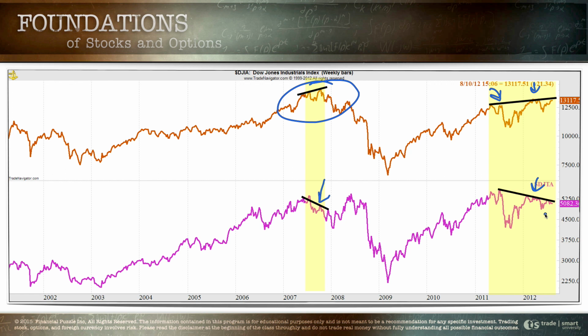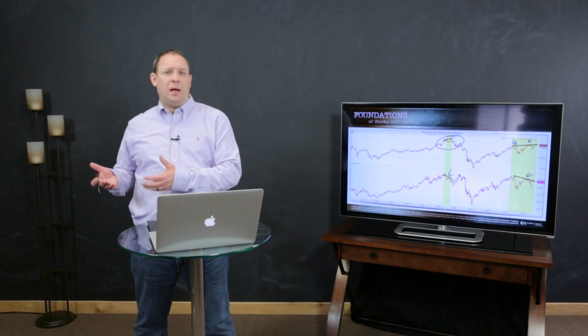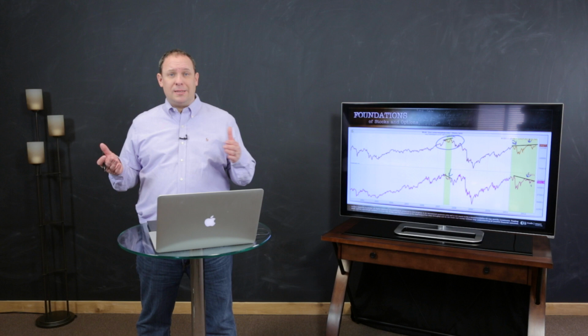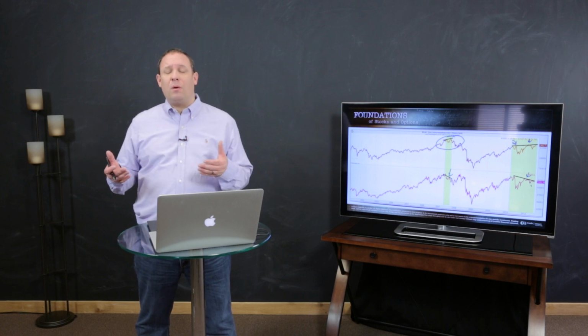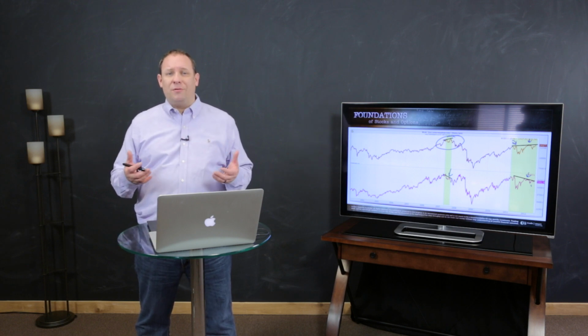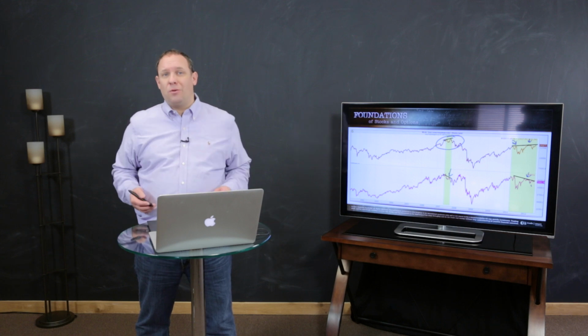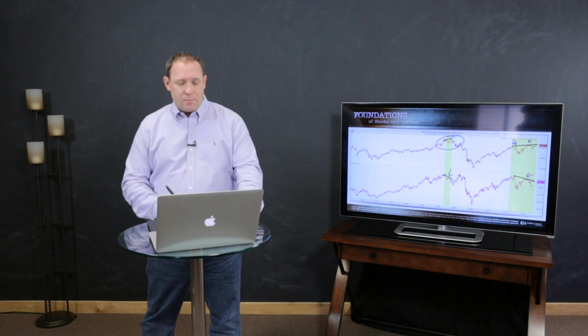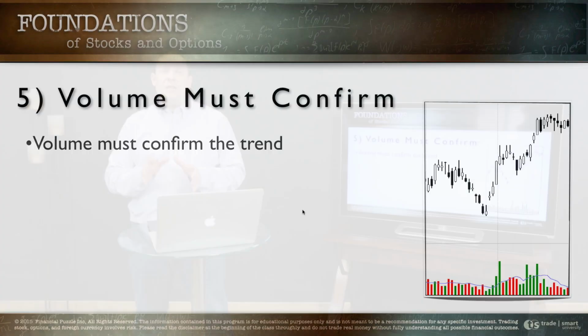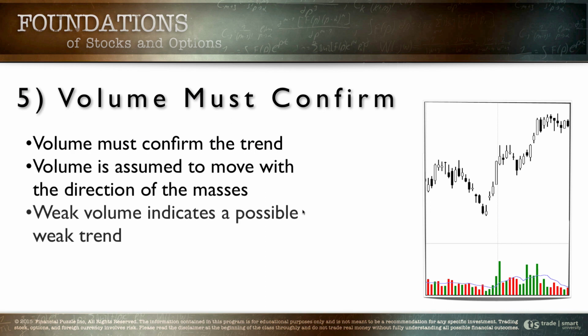It did kind of move into some consolidation, but we didn't have a huge sell-off like we had in 2008. But still, they did get out of sync, and that represented some lack of congruency in the market. That's the fourth principle of Dow theory. Now let's look at the fifth tenet of Dow theory, and it says that volume must confirm the trend.